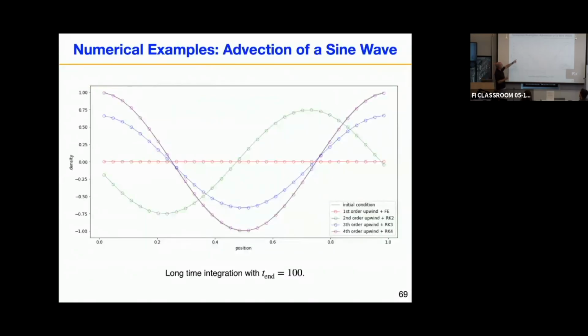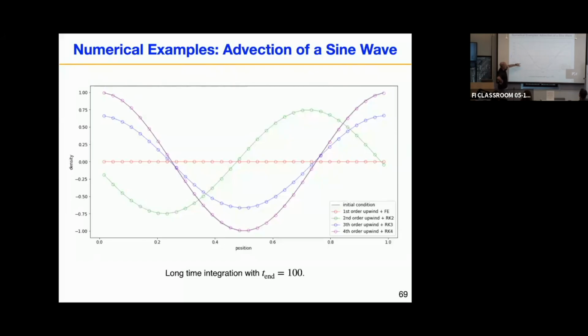And so here I show you an example of the advection of a sine wave. So in black, that's the initial condition, right? And then you have first order in red, right? So here what I do is I advect this sine wave, but not once, but 100 times, right? So that's time equals 100. And so after 100 orbits, the first order solution is basically zero, right? So everything has been diffused away and there is nothing left, right?